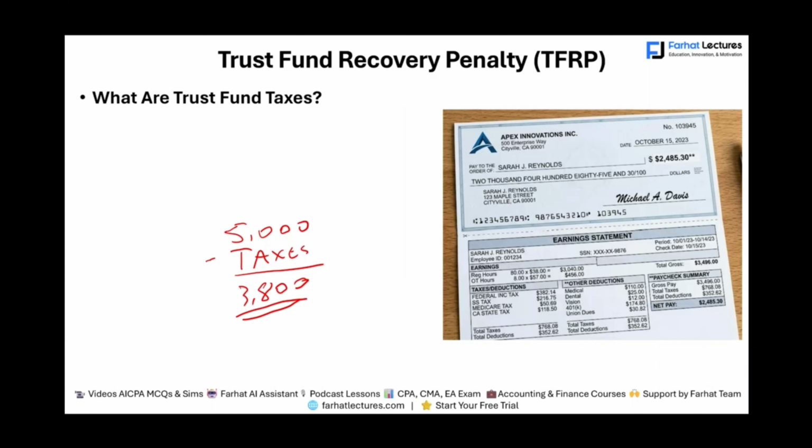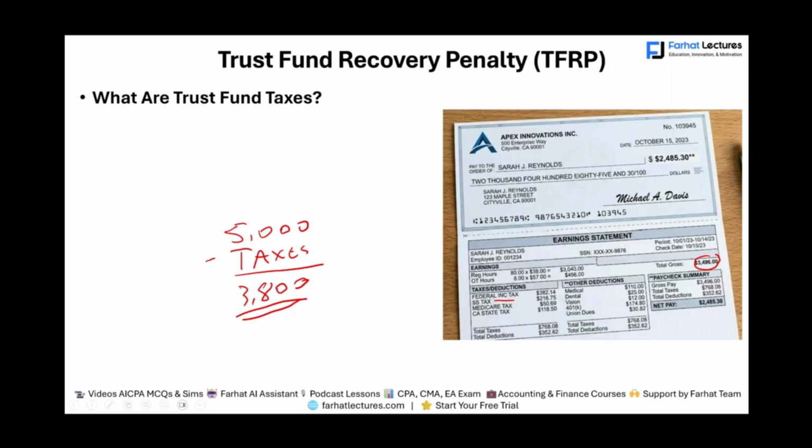So it looks something like this. If you notice, this individual has medical deduction, dental deduction, federal income taxes. We're looking at taxes: Social Security tax, Medicare tax, California state tax, total taxes withheld 768. So the individual, the gross amount is 3,496, but they might have other deductions. Some of these deductions are taxes.